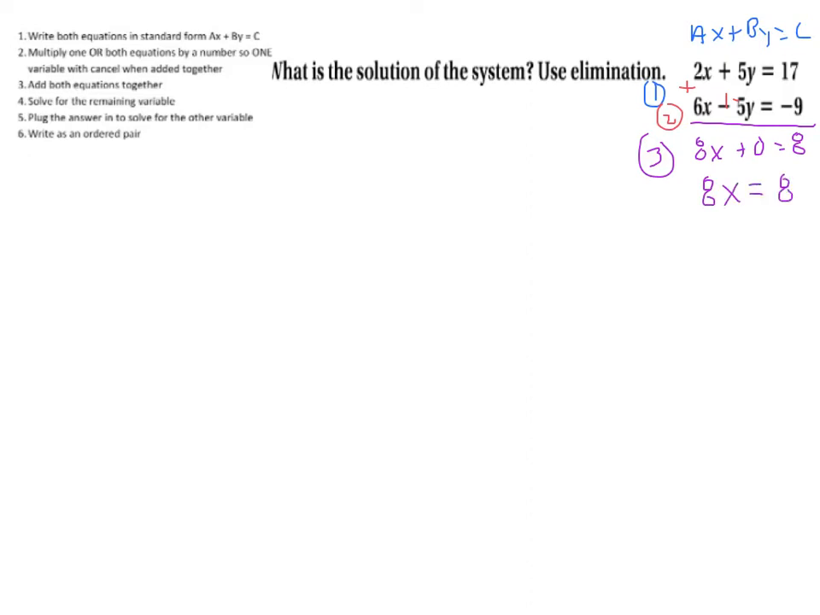So my next step is to solve for the remaining variable. So step number 4. So if I'm going to solve this for x, I want to get x by itself, so I divide by 8, and I get x is equal to 1.